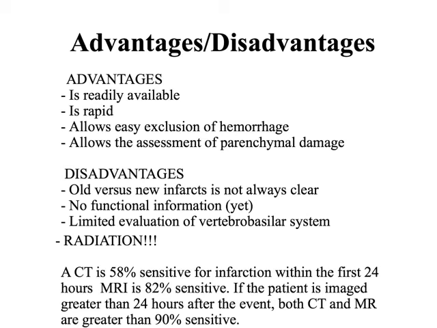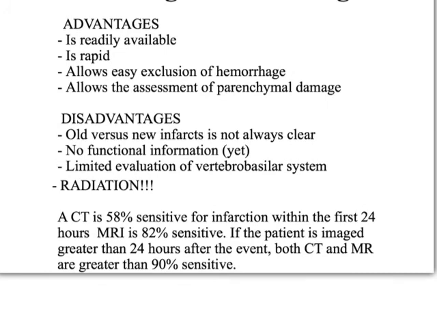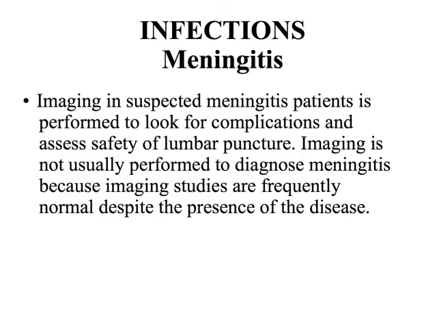disadvantage. In terms of sensitivity though, I'll move the slide up. CT is 58% sensitive for infarction within 24 hours. MRI is about 82% sensitive. If the patient is imaged more than 24 hours after the event, typically both CT and MRI are greater than 90% sensitive. So if we don't catch it on CT, a lot of times they refer them to MRI.